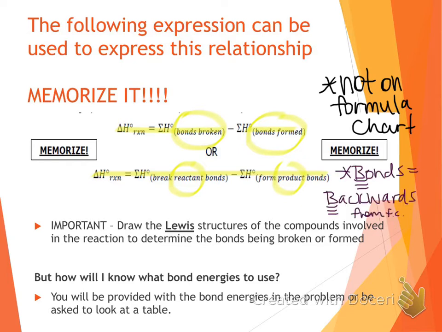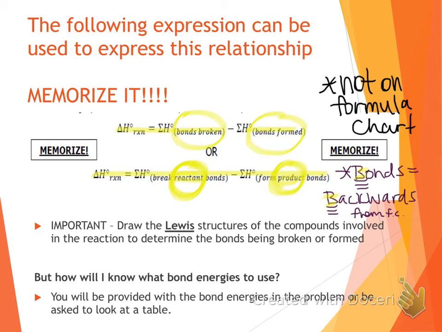One thing that might help you remember this is that using bond energy is going to be backwards from what we see on the formula chart. We have that big mama equation on the formula chart, which is the heat of formation of our products minus the heat of formation of our reactants. Again, bonds is going to be backwards. It's actually reactants minus our products.